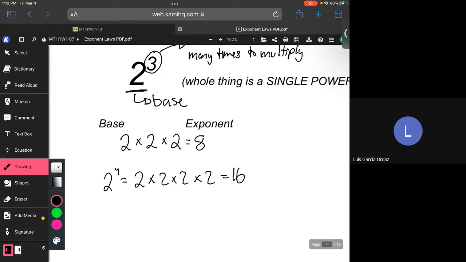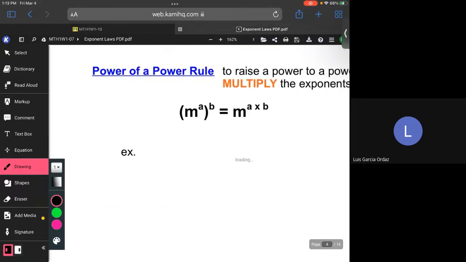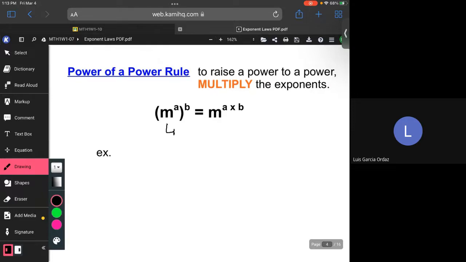So there are different laws that we're going to learn about when it comes to exponents. Each of them are different and will be used when needed. So the first law that we have is called a power of a power. So basically it's an exponent raised to another exponent. So I have my number, which is m. So m is my base, which is raised to a certain exponent and then raised to another exponent. So the rule to this is to raise a power to a power, we need to multiply my exponents.